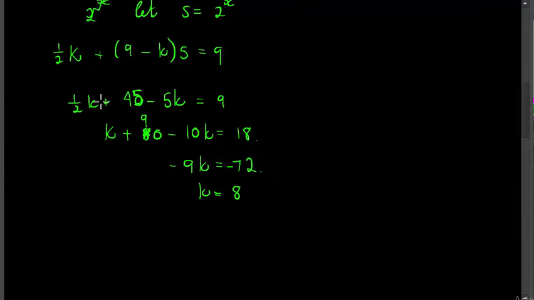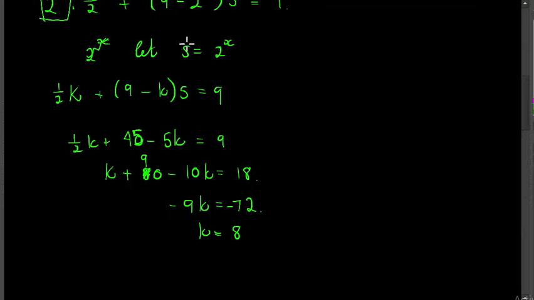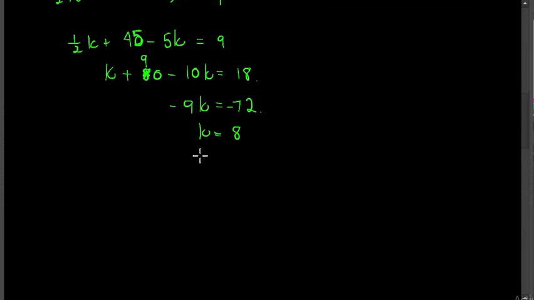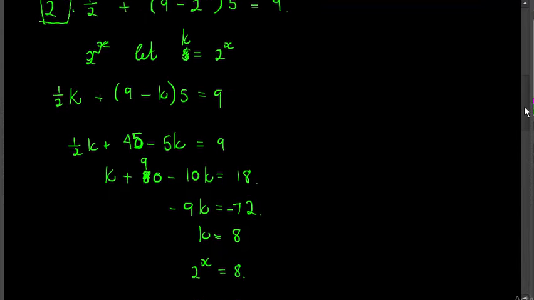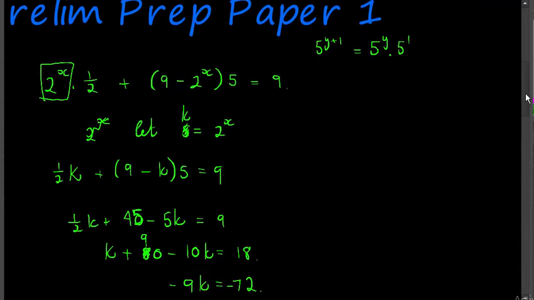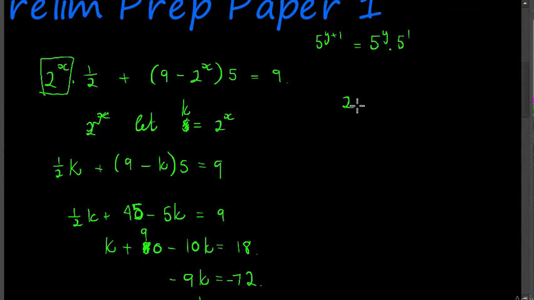So in other words, remember what k was, I said let k equal 2 to the power of x. So k used to be 2 to the power of x, which is equal to 8. And so 2 to the power x means that x must be 3, because 2 to the power of 3 is equal to 8. So there I've got x.